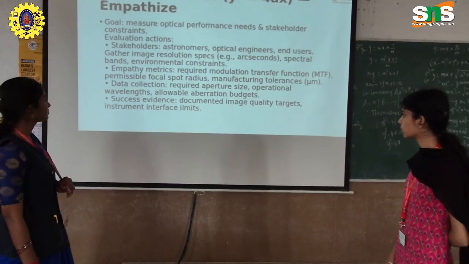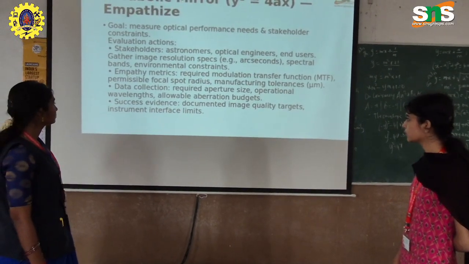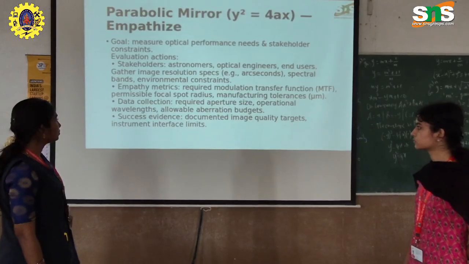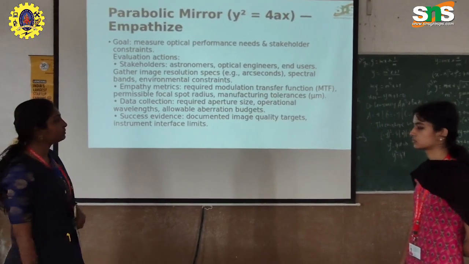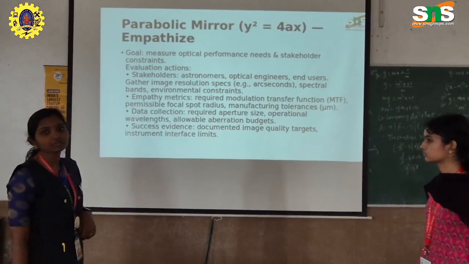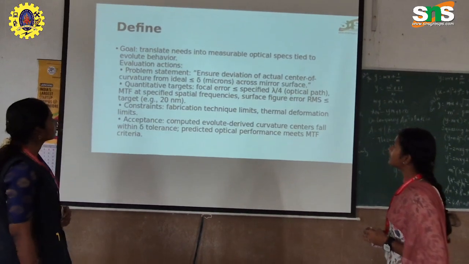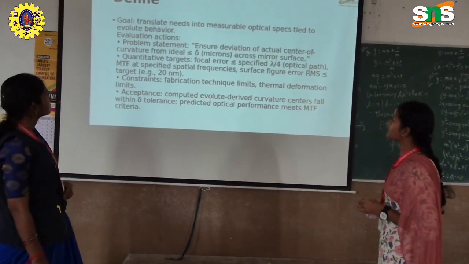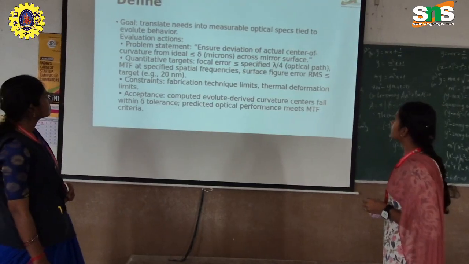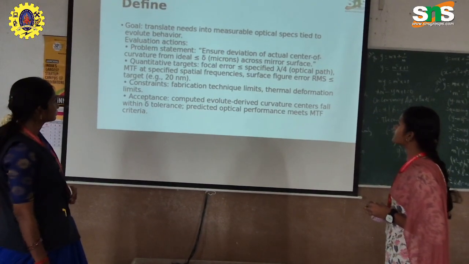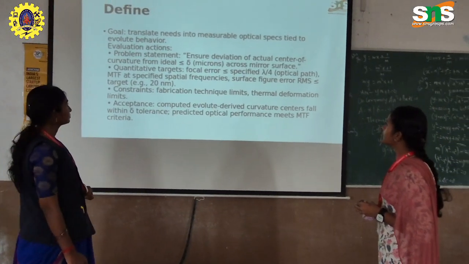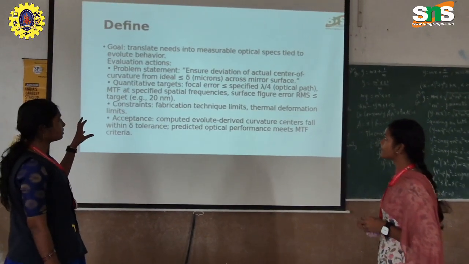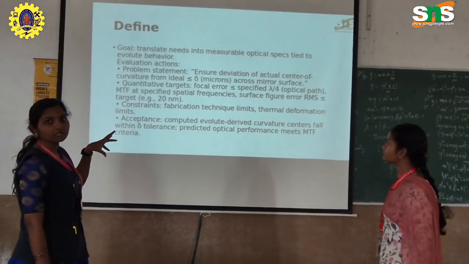Success evidence, documented image quality targets, instrument interface limits. So these are our success evidences produced, wherein we have documented the image quality targets and instrument interface limits. Goal: translate needs into measurable optical specs tied to evolute behavior. Problem statement: ensure deviations of actual center of curvature from ideal are less than or equal to delta across the mirror surface. So this is our problem statement, and with this only we are going to define the statement.